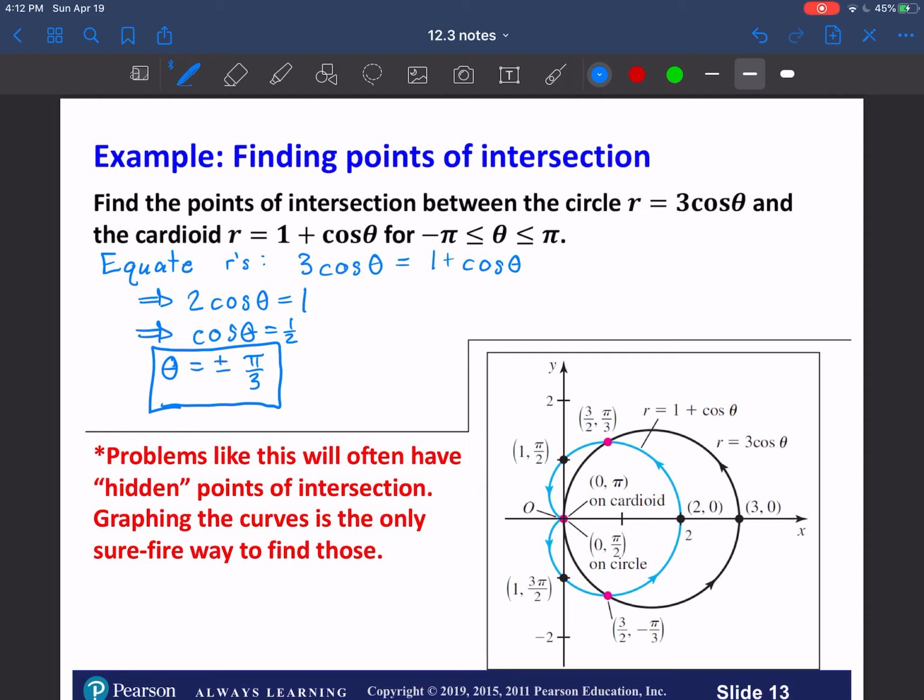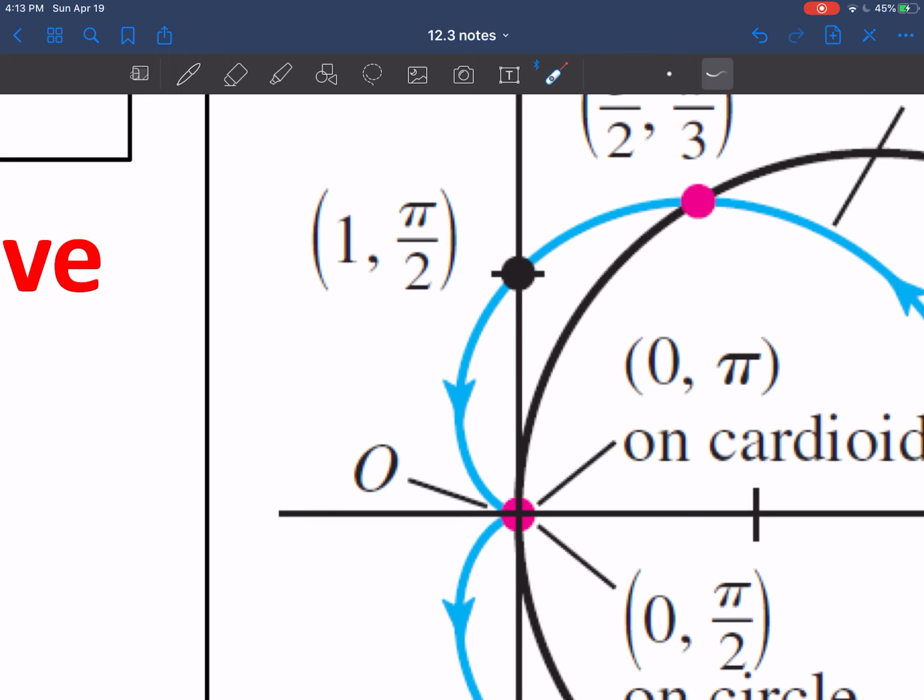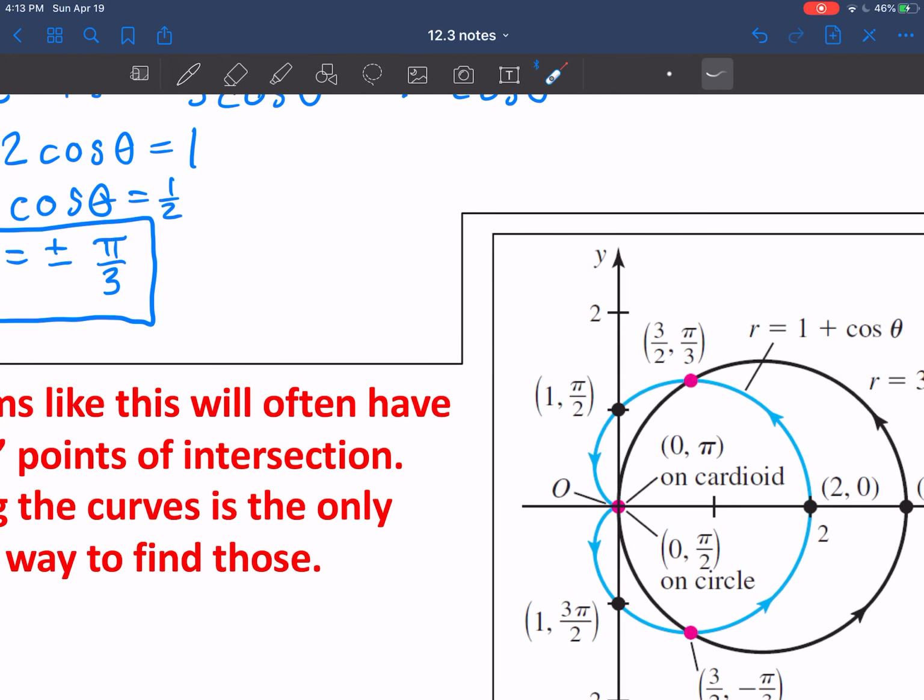But as you have already seen in this glaring red text down below, problems like this will often have hidden points of intersection. And graphing the curves is really the only surefire way to find those. So if we take a look at the picture down here, we notice that there is an intersection point here at theta equals pi over 3. There is an intersection point here at negative pi over 3. But there is also an intersection at the origin. For the cardioid, it's the coordinate 0 pi, and for the circle, it's the coordinate 0 pi over 2.